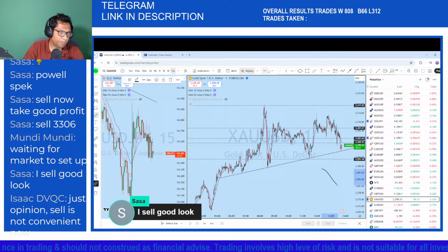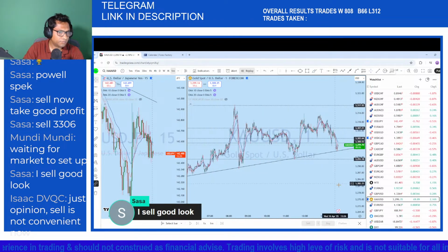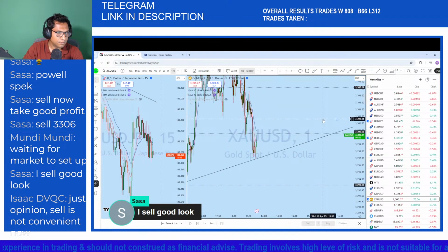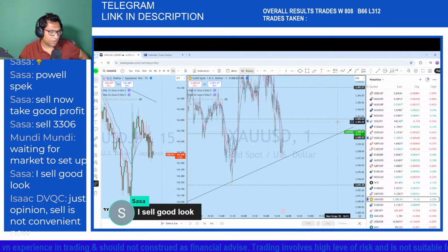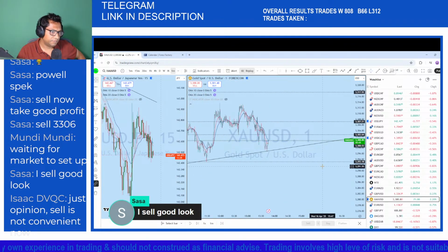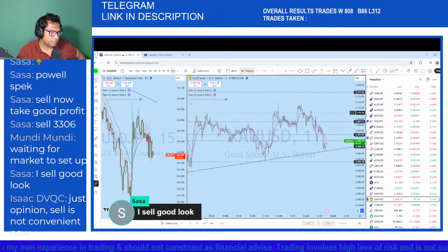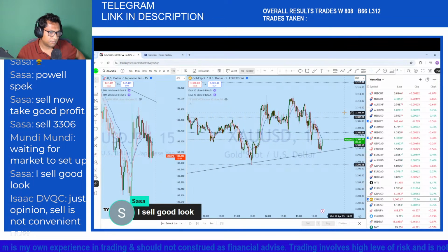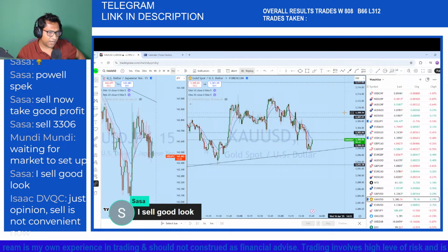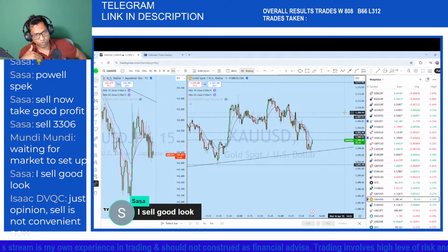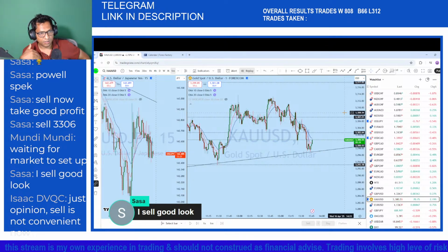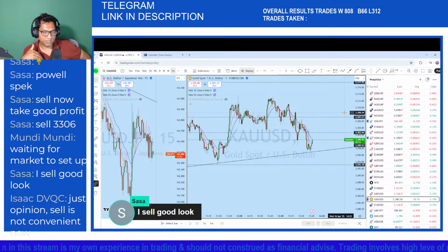I would expect a break of that trend line. And if the trend line has broken, that's where you will be able to see that the price action is heading in the major direction.